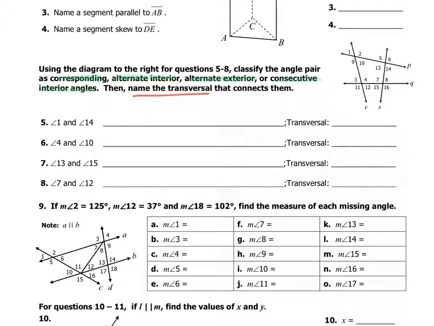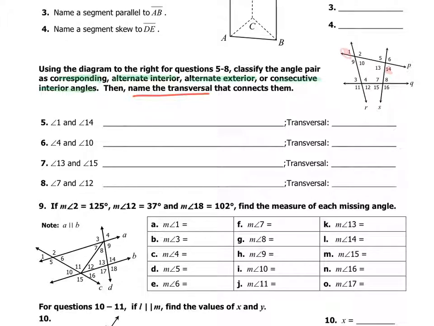So 1 and 14. We'll go ahead and highlight those. Angle 1, angle 14. What kind of angles are those? Which of those 4? And then what is the transversal? That's the line that comes across. Okay, so we've got R and S, this line here. So we just have to name it.